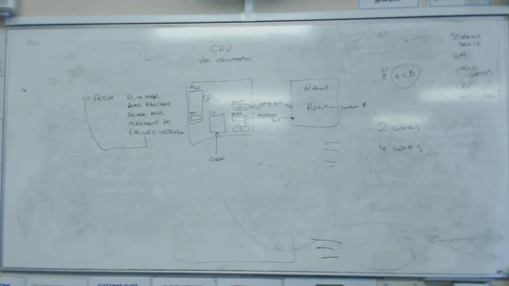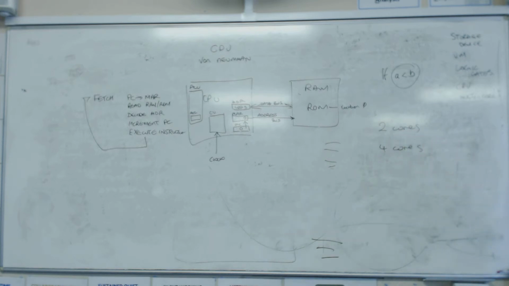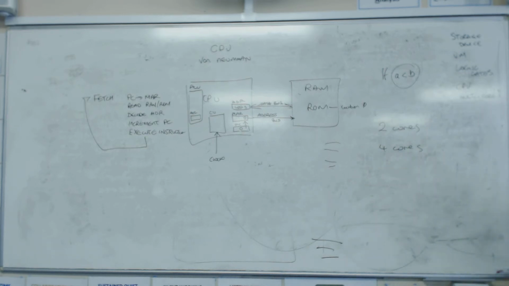If you've got 2 cores, then you can have 2 fetch execute cycles running at the same time, which means you can execute 2 instructions literally at the same time. If you've got 4 cores, you can do 4. Now, automatically, you would think that this would be quicker, but that's not strictly speaking true. In order to take advantage of more than one CPU, you need tasks that can be split.